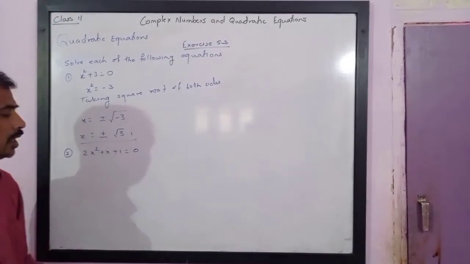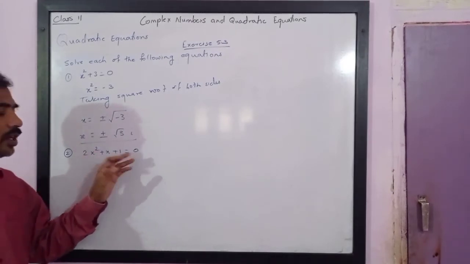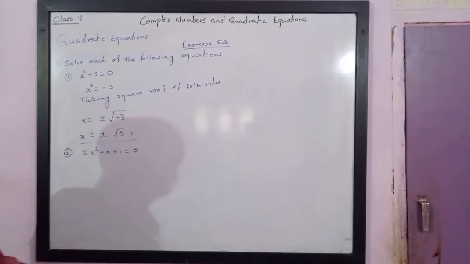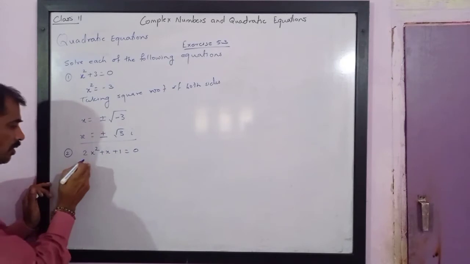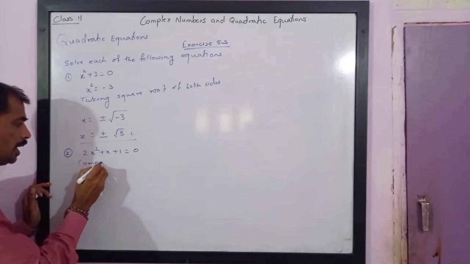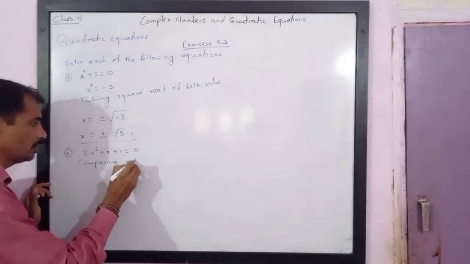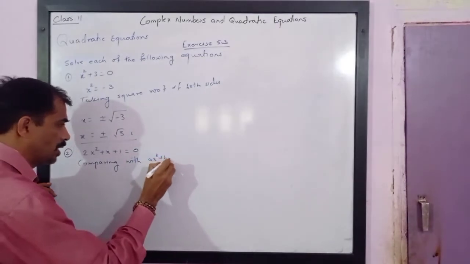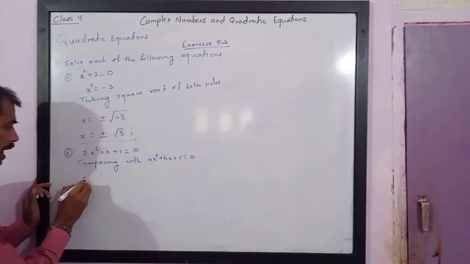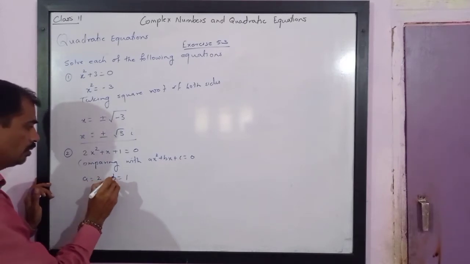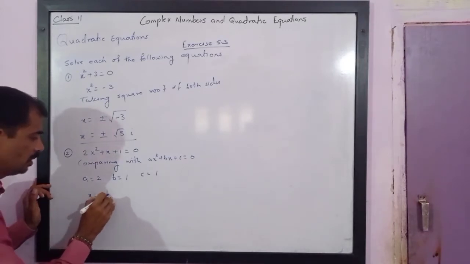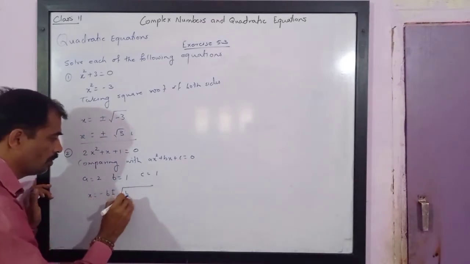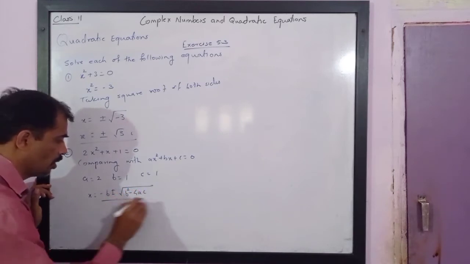Next problem is 2x square plus x plus 1 equals to 0. Now here if you compare this with the general form of quadratic equation, that is ax square plus bx plus c equals to 0, we have a equals to 2, b equals to 1 and c equals to 1. Now to find the root, we have the equation x is equal to minus b plus or minus root of b square minus 4ac upon 2a.